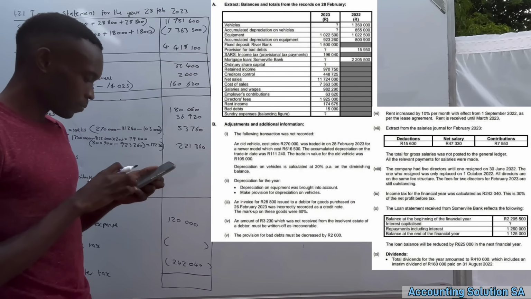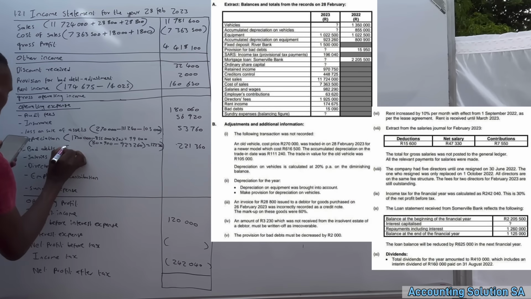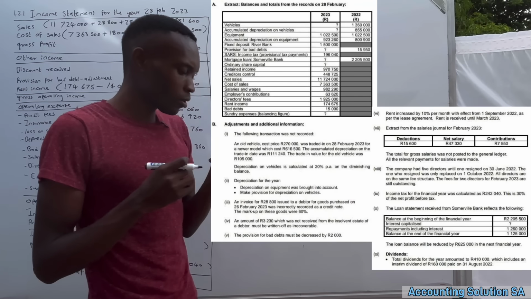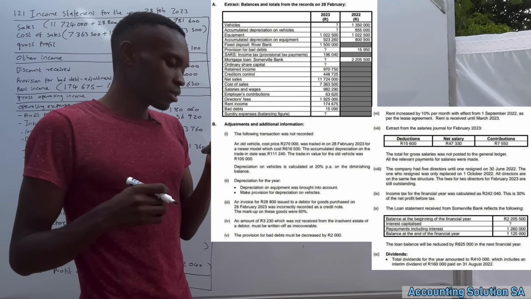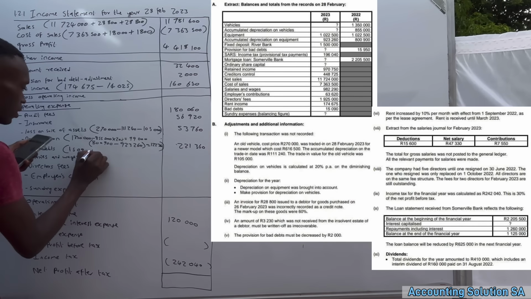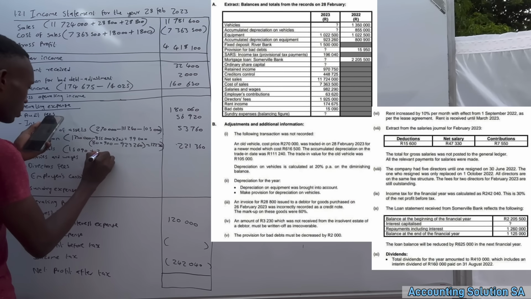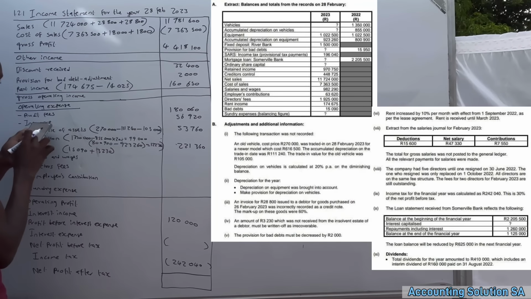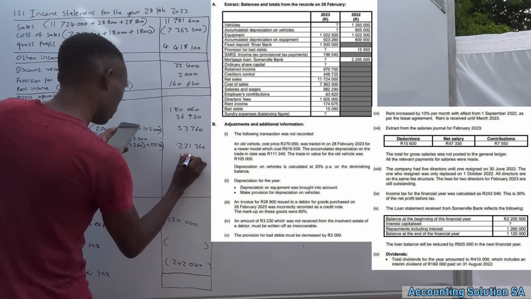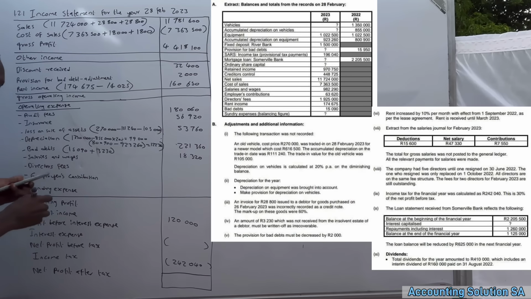The next one, bad debts. Okay, bad debts, we have our opening balance of 15,090, and if we check transaction number 4, they say an amount of 3,230 which was not received from an insolvent estate as a debtor must be written off as irrecoverable, which means that this one is also added as a bad debt. 3,230. Okay, and it's going to give you 18,320.